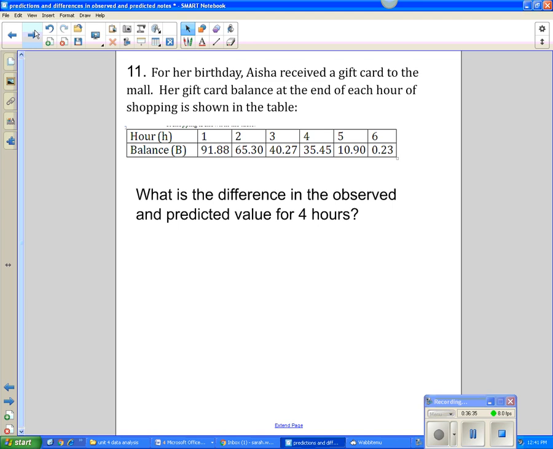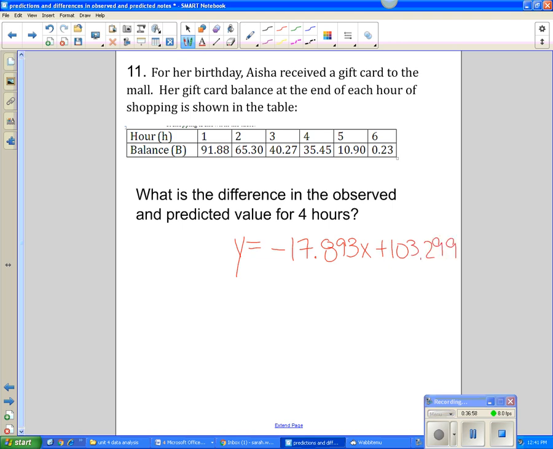All right, if you're not done, pause this. All right, the y equals that I got to 3 decimal places is negative 17.893x plus 103.299. You had to round up on that one. All right, so that's the function rule.